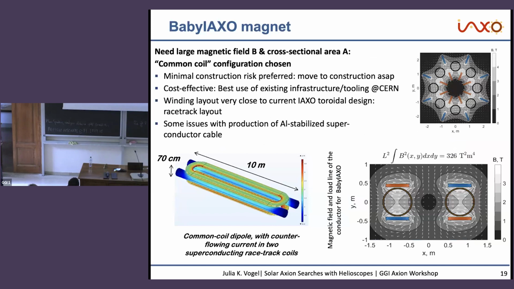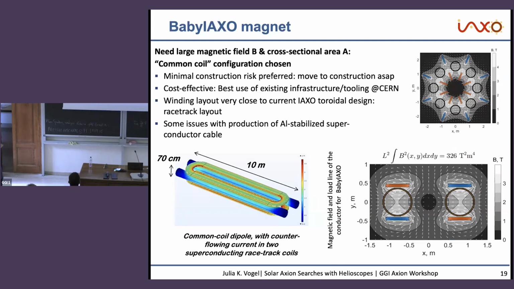So this is how the BabyIAXO detector magnet will look. We want minimal construction risk in order to start construction as soon as possible. It should be cost effective, so reusing infrastructure and tooling at CERN, as I already mentioned. And the winding layout will be very close to the final IAXO magnet. So we're also using this racetrack design, just in this case, we put our bores right between the two. We don't have that angle between them like we had in the toroidal configuration.